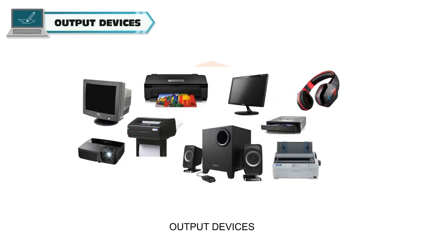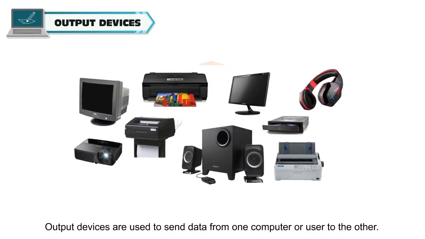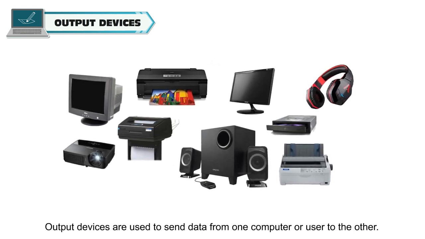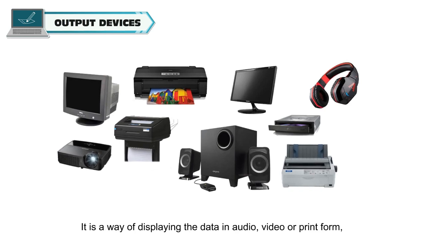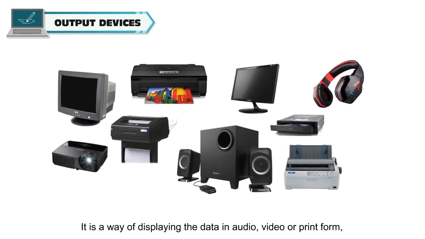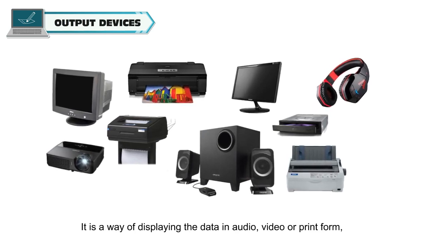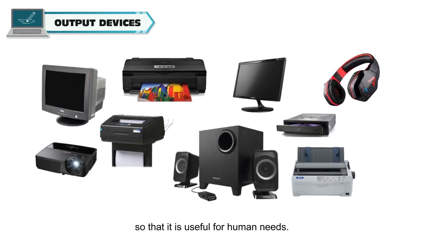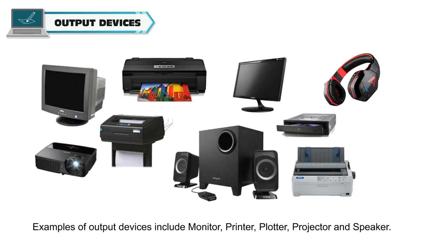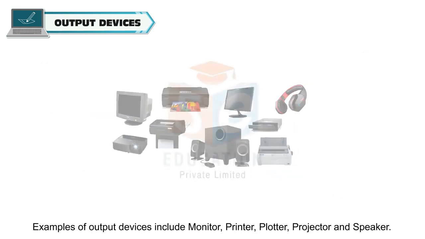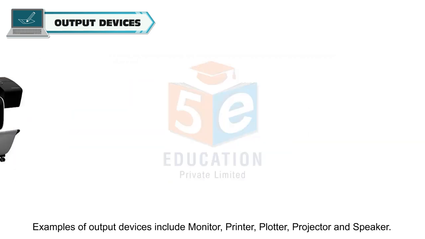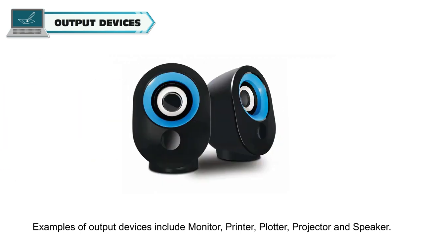Output devices. Output devices are used to send data from one computer or user to the other. It is a way of displaying the data in audio, video, or print form so that it is useful for human needs. Examples of output devices include monitor, printer, plotter, projector, and speaker.